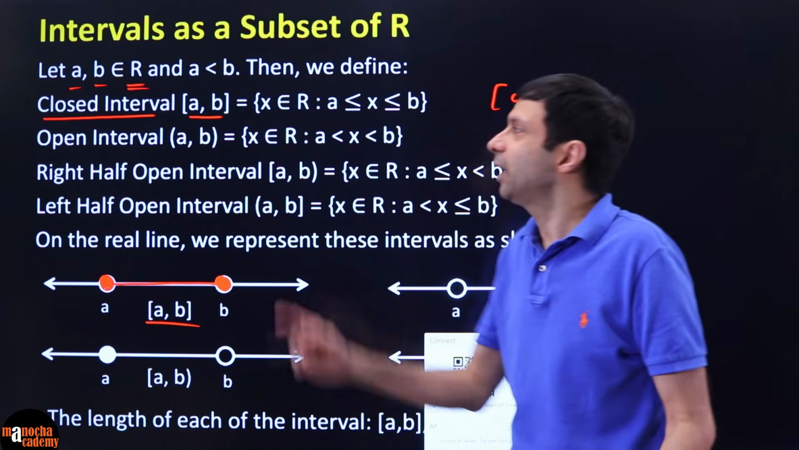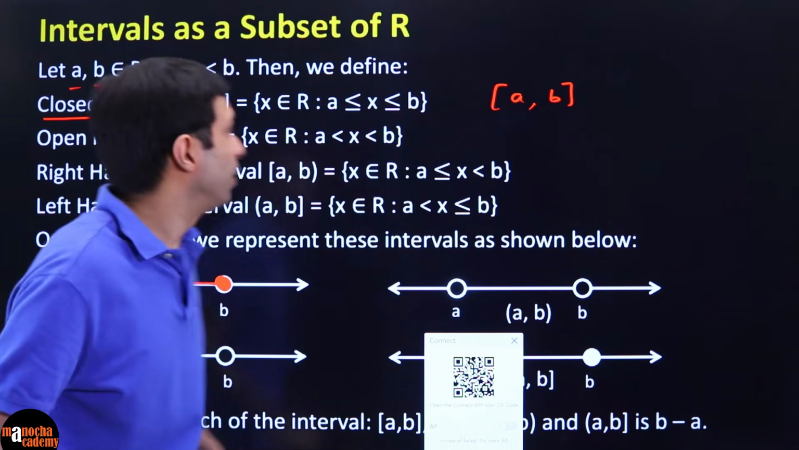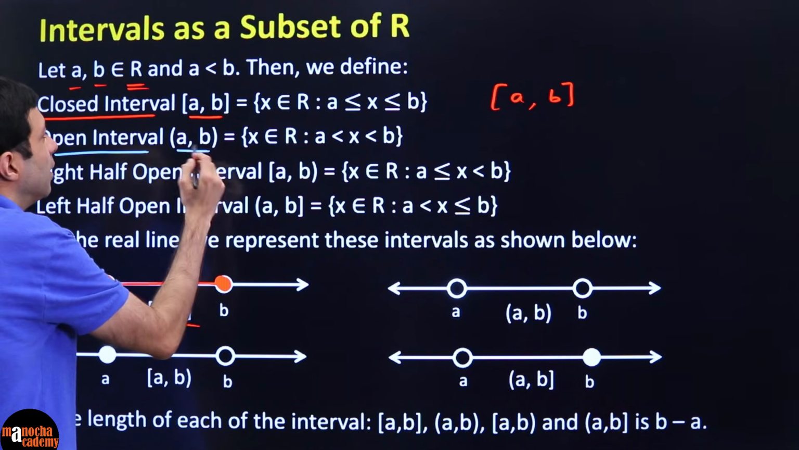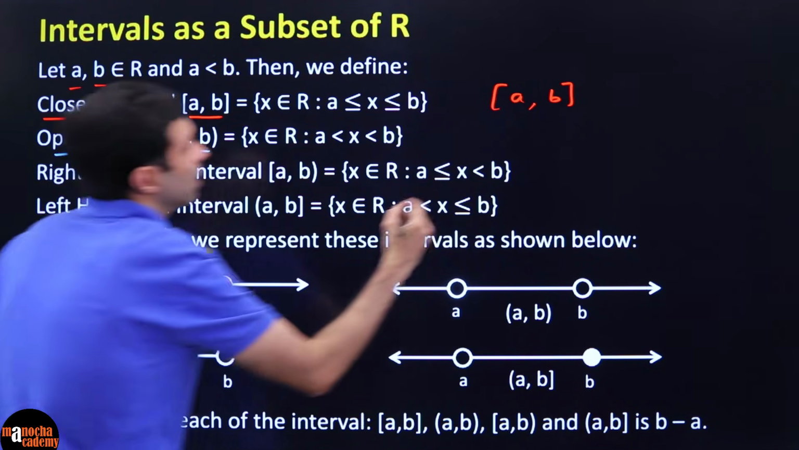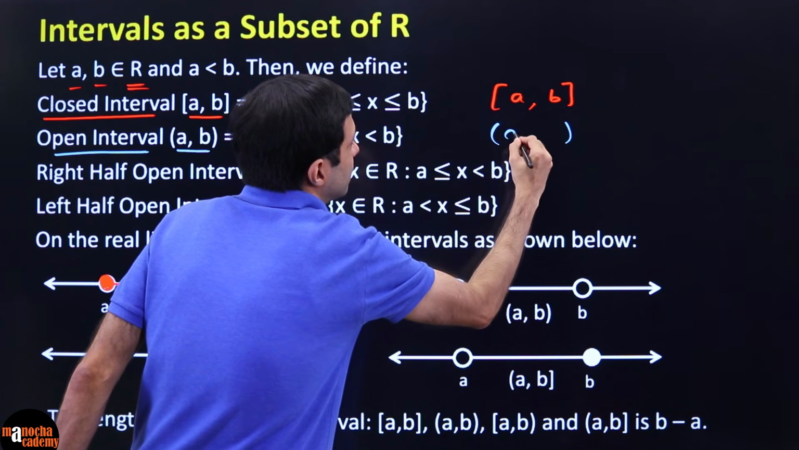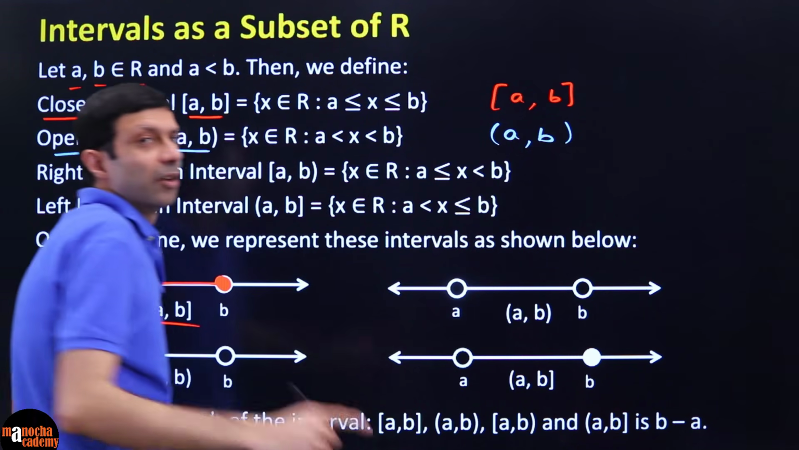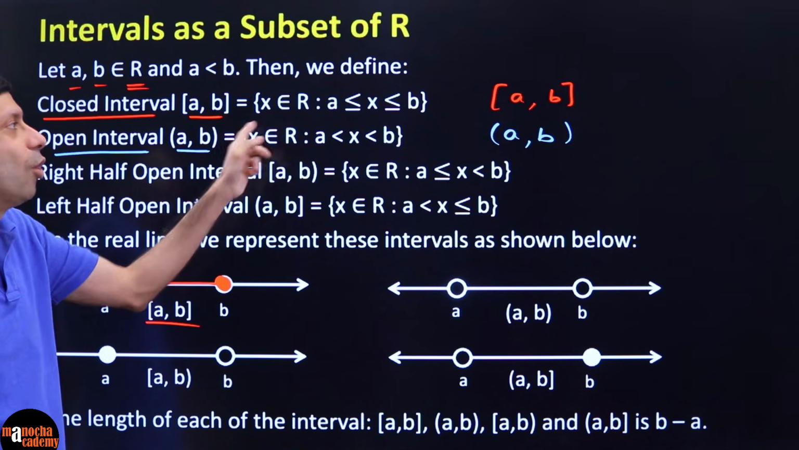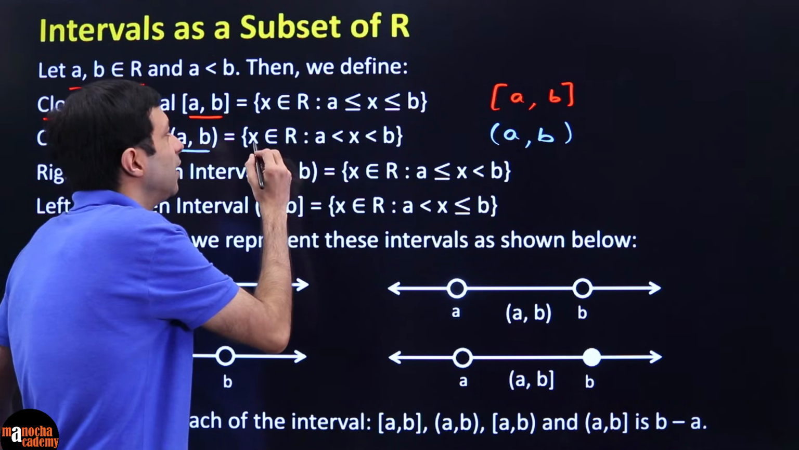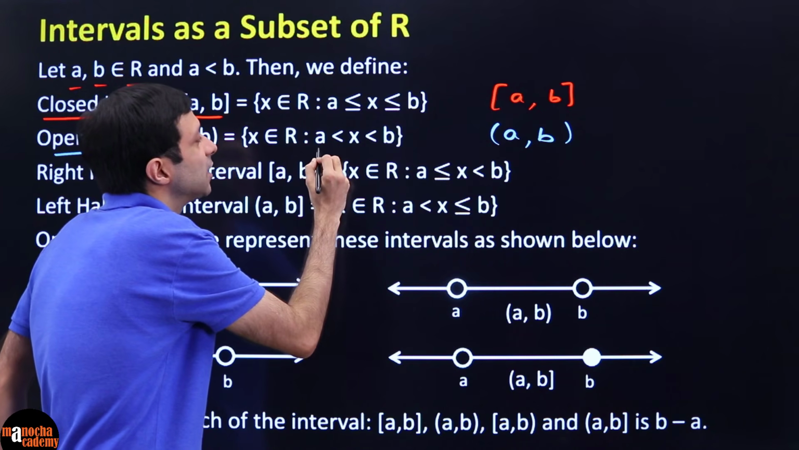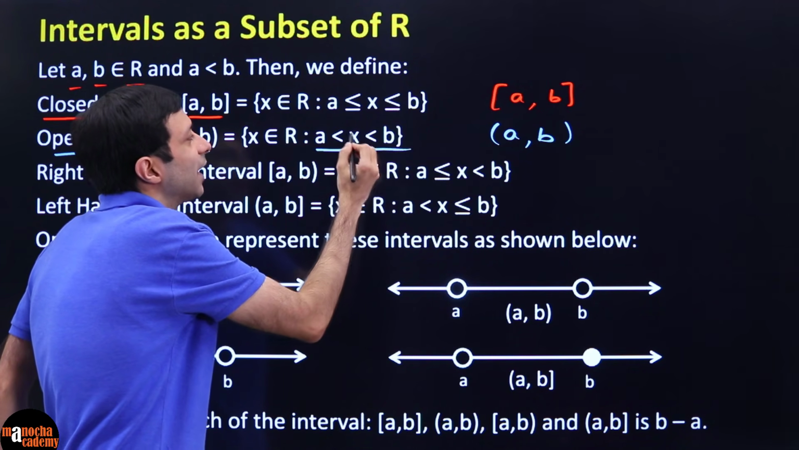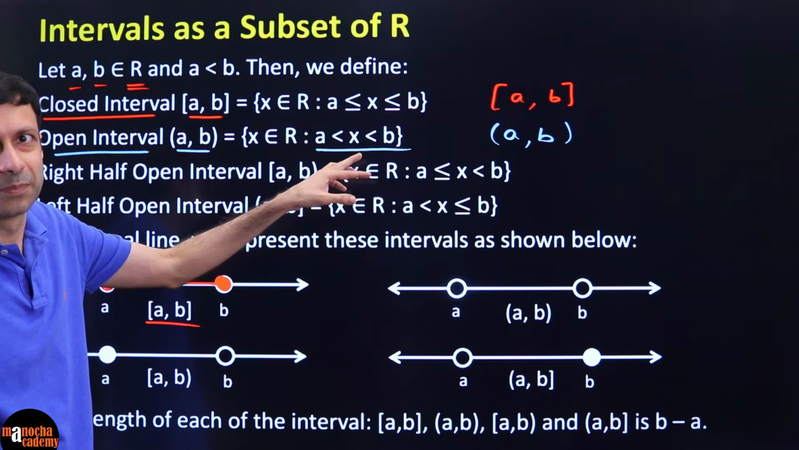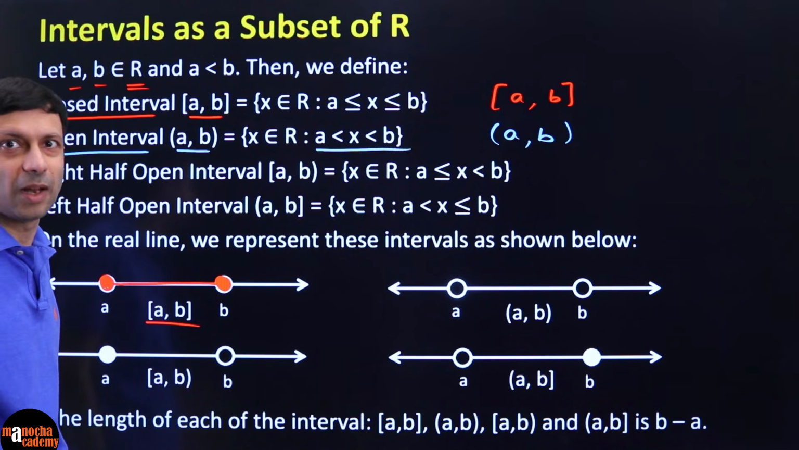Now let's talk about the open interval. In open interval, what do we have? Again, let's say the numbers A to B, but this time we represent it with the normal bracket. Why? Because in this interval, all the numbers between A to B are included, but not A and B. So you can see x belongs to real numbers such that x is greater than A but less than B. There is no equal to sign.